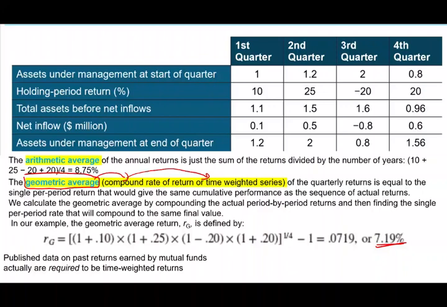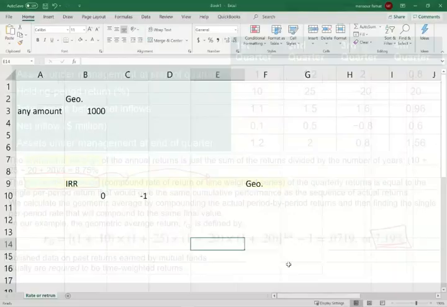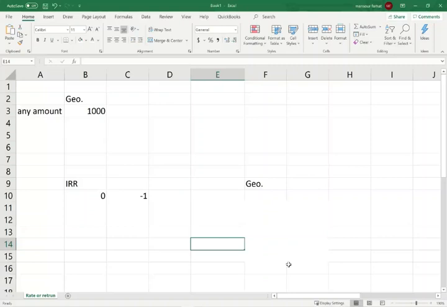So let me first show you how to compute this in an Excel sheet, then show you what that means, 7.19, you earned 7.19 on this fund. So first what I'm going to do, I'm going to show you what the 7.19 means, and I'm going to show you how we compute this in an Excel sheet. So we can take any amount. We can take $1,000, we can take $1,000,000, we can take a dollar, it doesn't matter. I'm going to use $1,000 because the geometric number doesn't care what amount you invested. And remember, our answer was 7.19. It means over the four periods, we earned 7.19%.